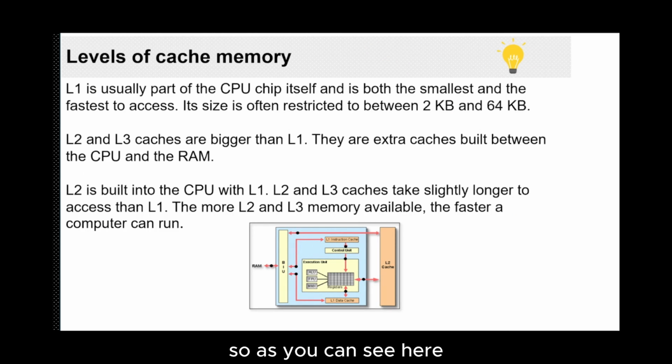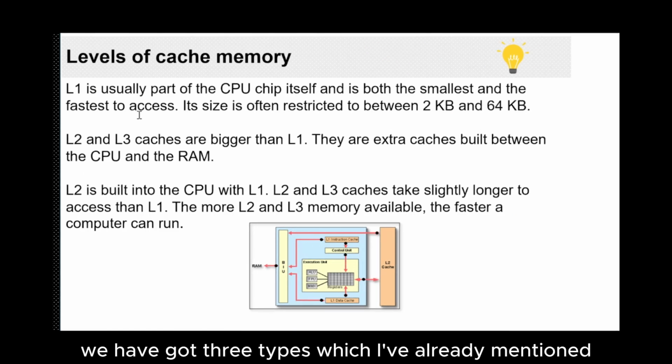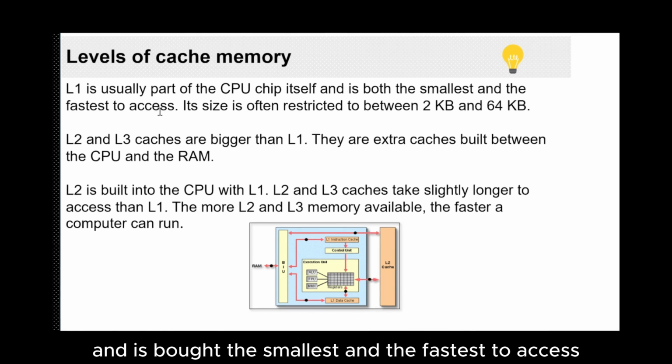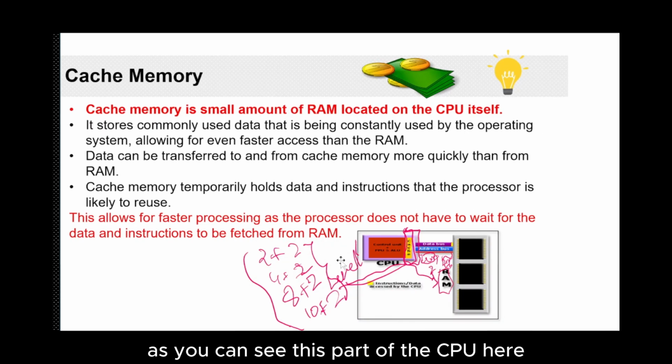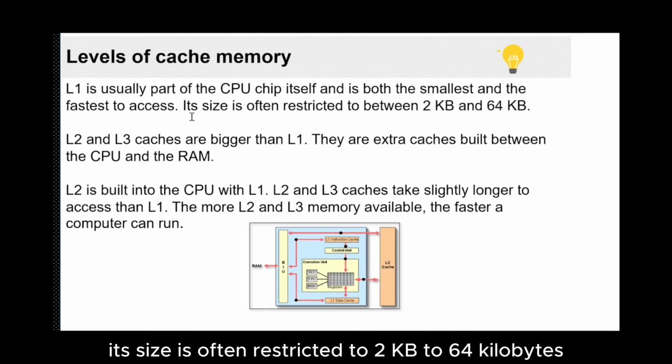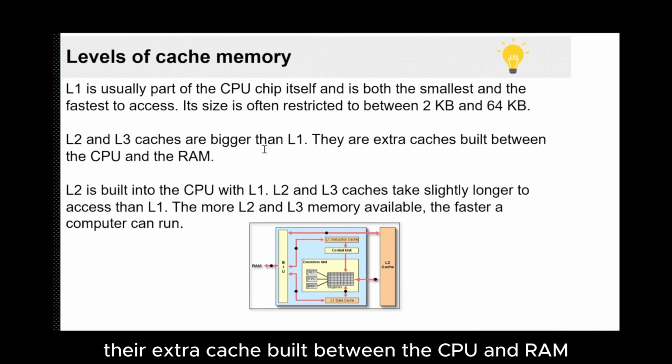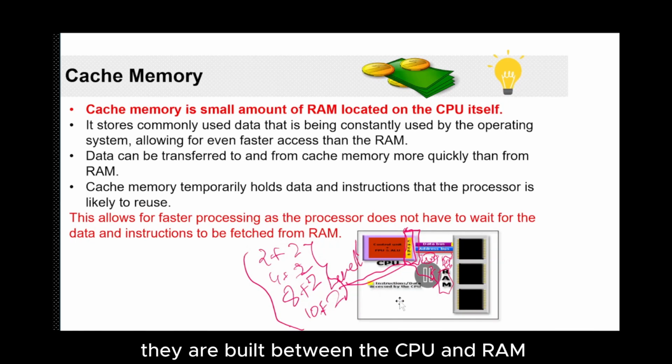As you can see here, we have got 3 types, which I've already mentioned. Now, level 1 is usually part of the CPU chip itself and is both the smallest and the fastest to access. So as you can see, this is part of the CPU here. Its size is often restricted to 2 KB to 64 kilobytes. Level 2 and level 3 caches are bigger than level 1. They are extra cache built between the CPU and RAM.